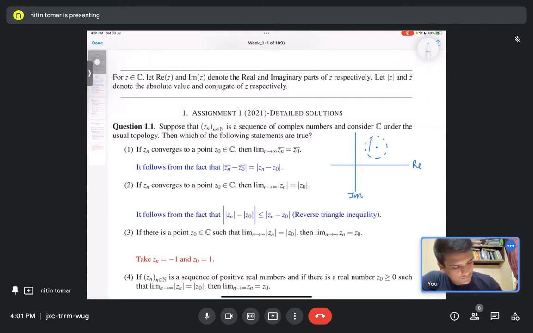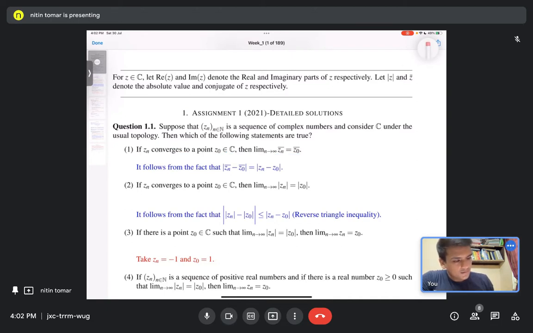So the basis set is going to be the open ball centered at any point of a given radius. Now we are asked which of the following options is true. The first option is: if Zn converges to a point Z naught, then is the limit of the sequence Zn conjugate, that is Zn bar, equal to the conjugate of Z naught? So the answer is true.